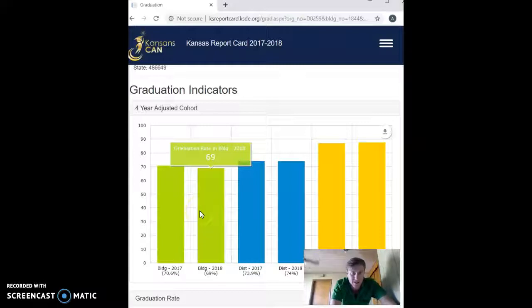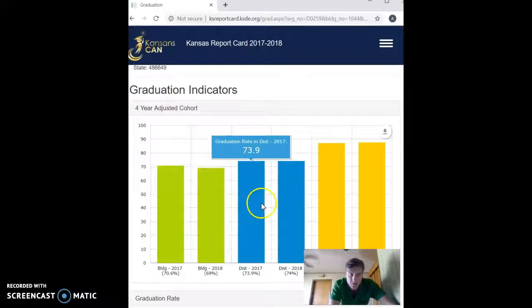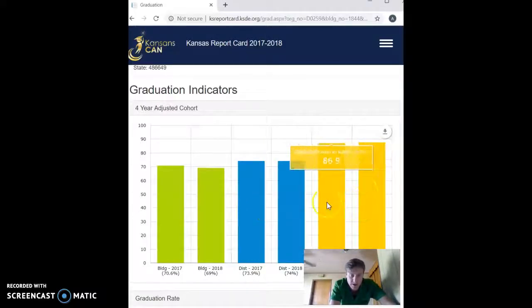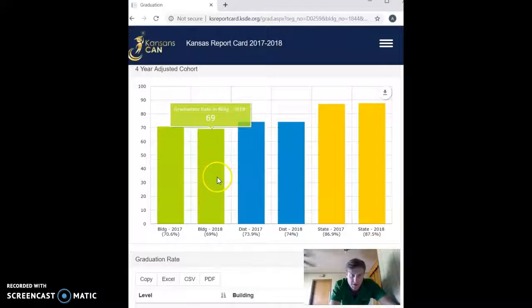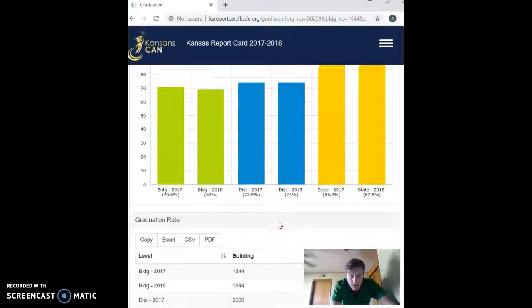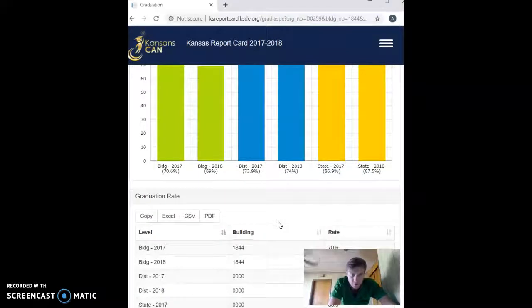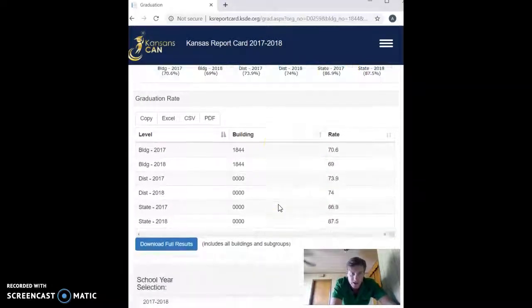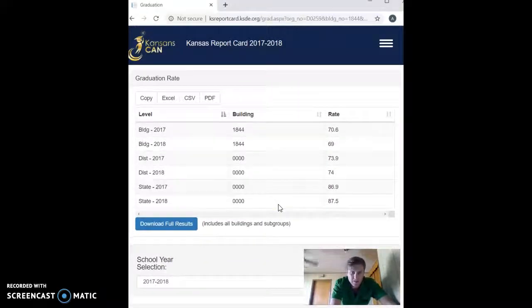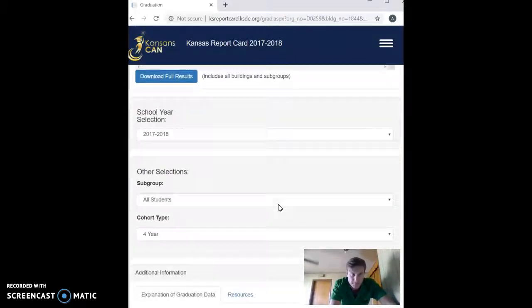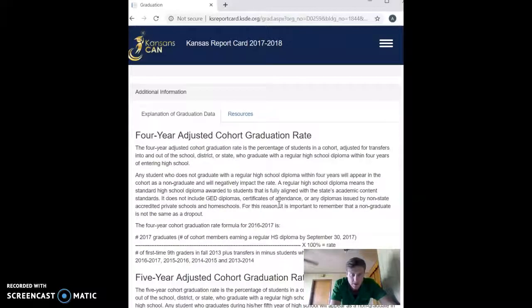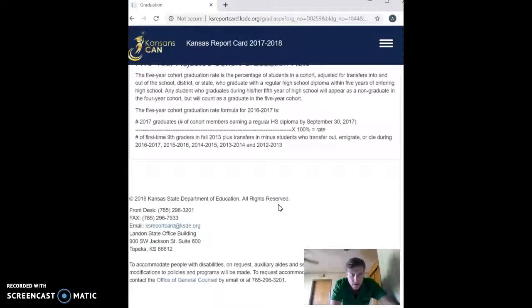We're only at 69%. We actually did move up to 74% this year, which was nice. And also you can see the district at 73 and the state at 86. So we're trying to build our numbers up, but we did get our average up to the district average, which was awesome for our kids this year. Our graduation rate continues to rise. We've got about 1,300 kids in the building this year, so hopefully we have a really good year again, like we did last year.